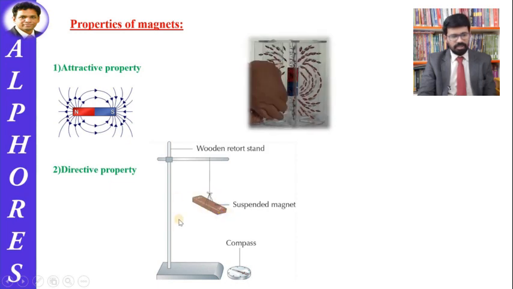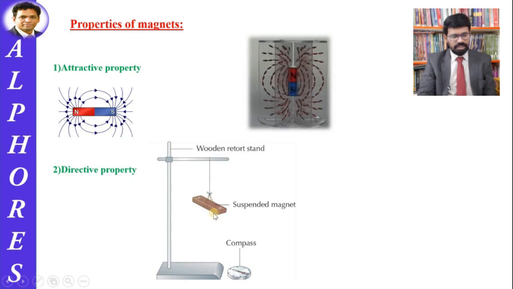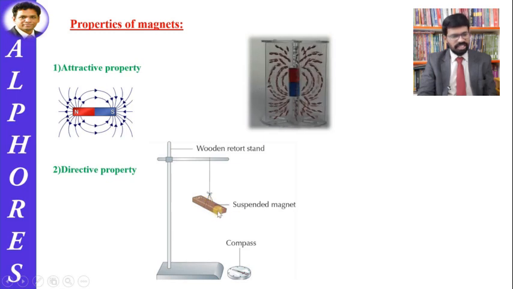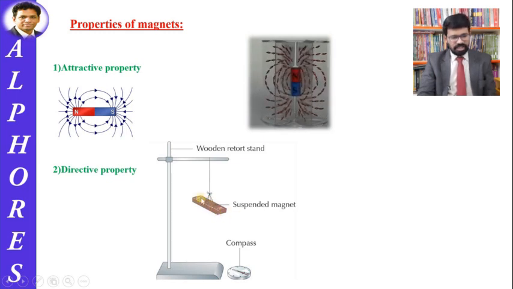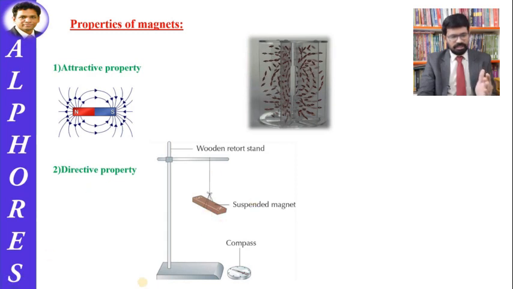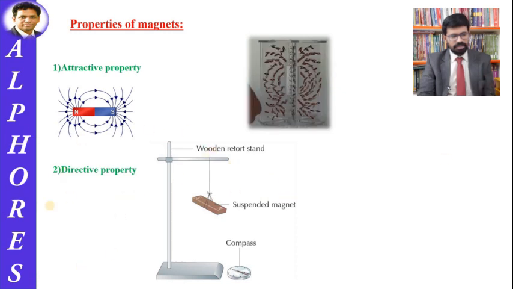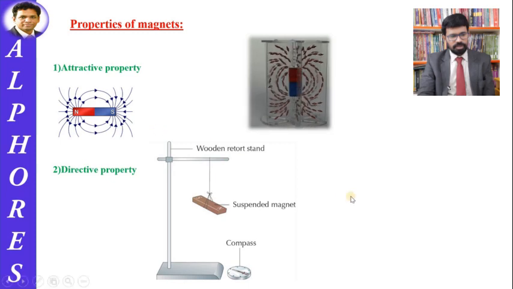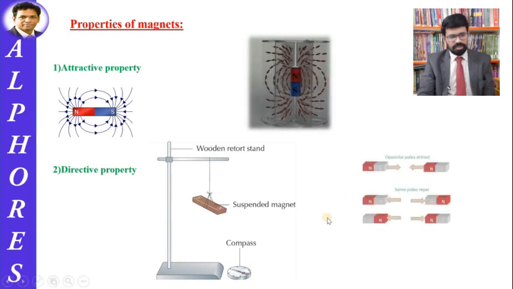Okay, it doesn't matter if you oscillate this magnet or disturb it in any way, again it gets aligned along the same direction. So this is what we call the directive property, maintaining a specific direction. If a bar magnet is suspended and maintains a specific direction, then you can call it the directive property. Okay, directive property.